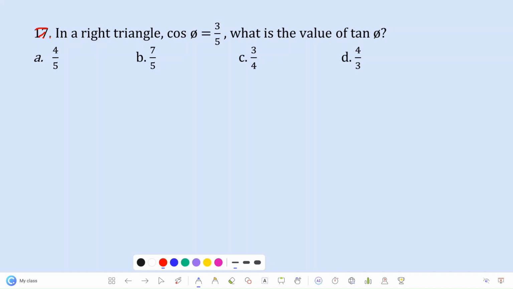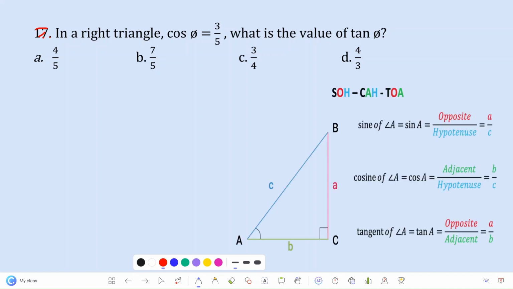Ngayon, sana po familiar kayo sa ating SOHCAHTOA. Ang SOHCAHTOA po ay isang mnemonics para po sa ating sine, cosine, at saka tangent. Ang SOH po dito, this is the sine A. Say for example, this is the sine. Sine of A, ito yung angle A.